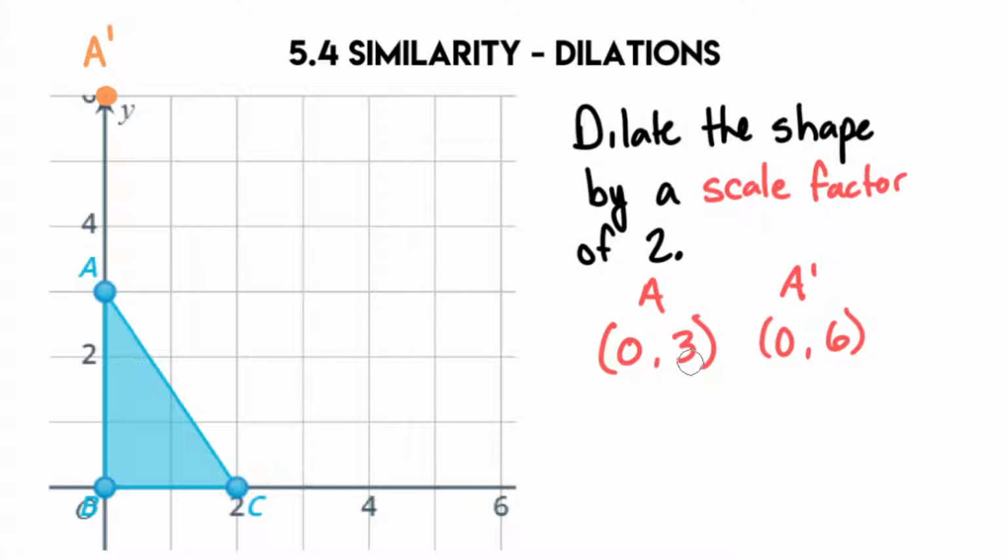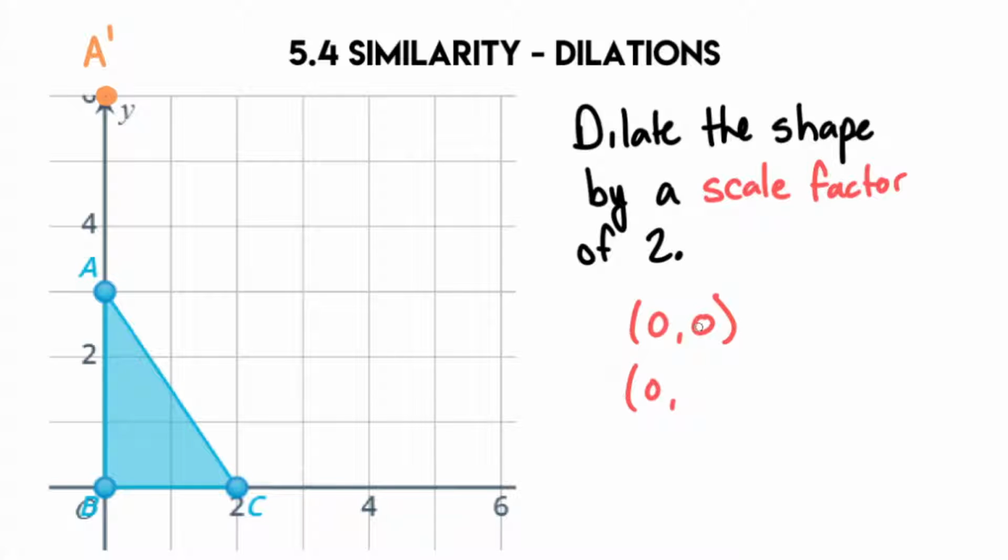For the next one, we're going to have B and B prime. B is at 0, 0. 0 multiplied by 2 is still 0, and 0 multiplied by 2 is still 0. So B prime isn't actually going anywhere. B prime and B are actually going to be staying at the exact same zip code.